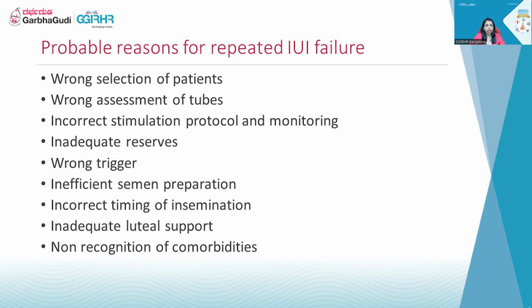The triggering, where we give an HCG trigger or an agonist trigger for the purpose of ovulation, might be given at the wrong time, or the trigger option itself might not be correct. Then comes inefficient semen preparation. You might have many patients who have normal or near-normal semen parameters, and in spite of doing the semen processing and transferring the sperms into the uterine cavity, the patient is still unable to conceive, in spite of having a patent tube and good ovulation on time.